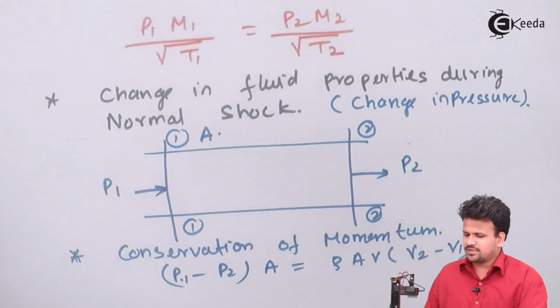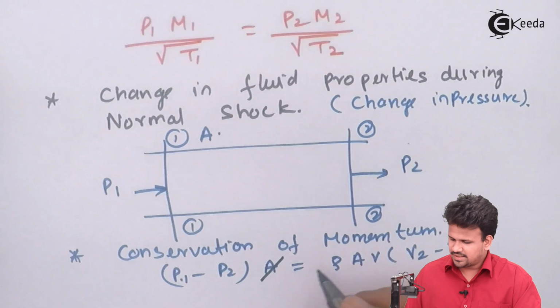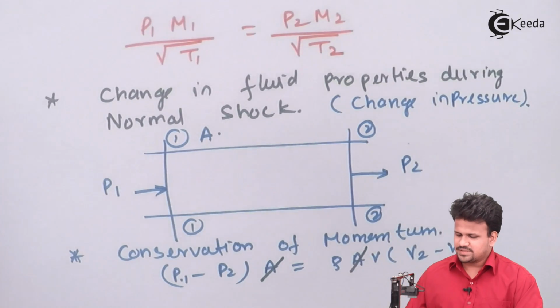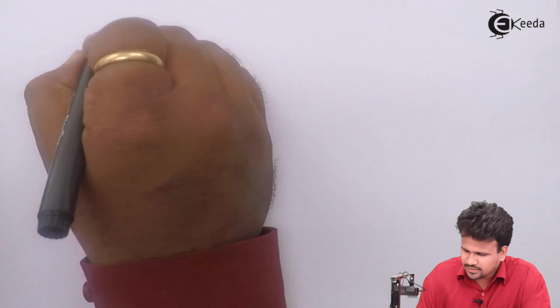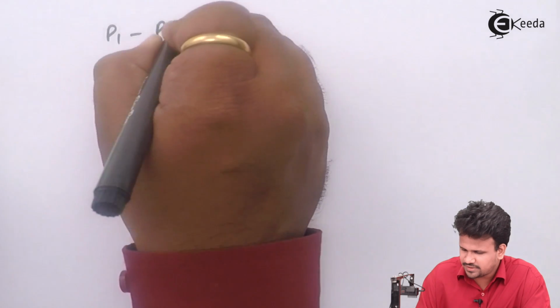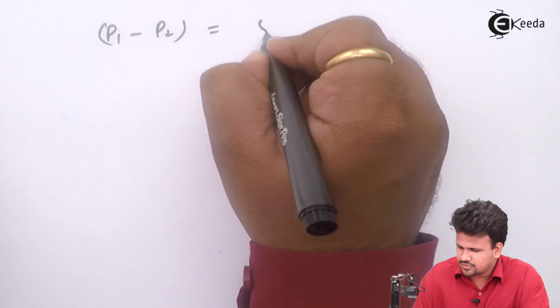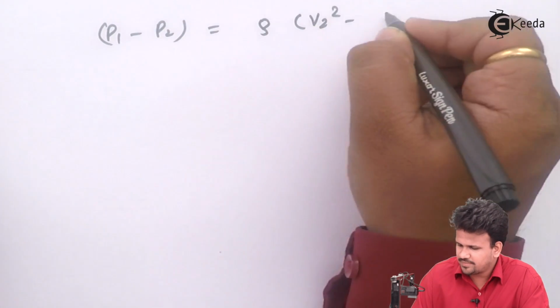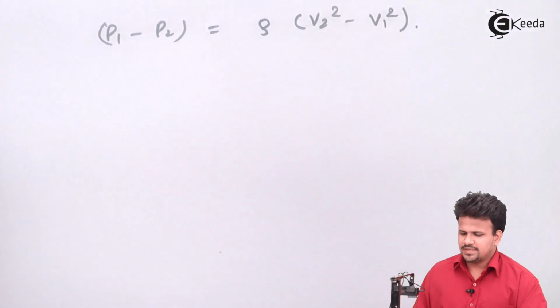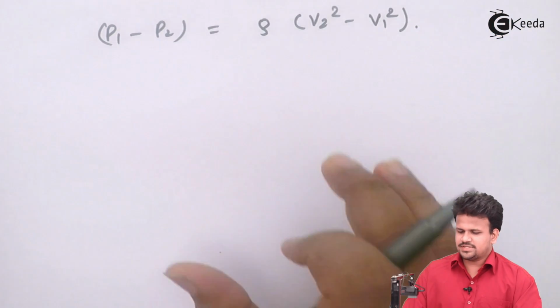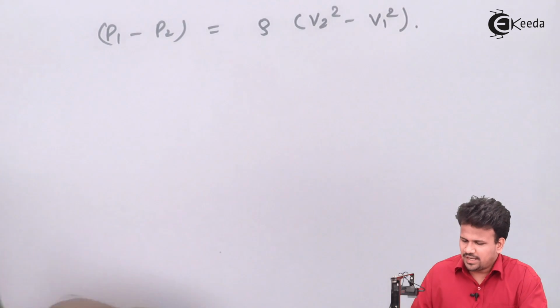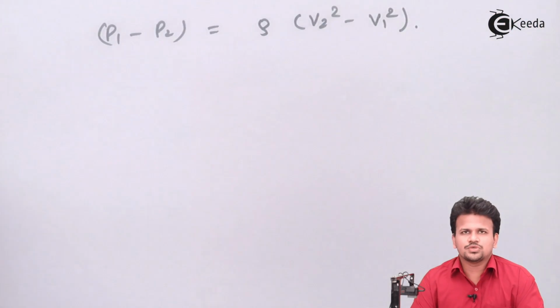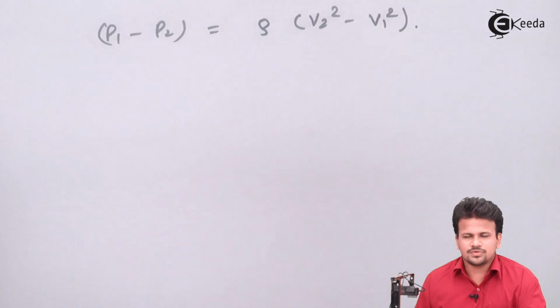So this is conservation of momentum. Since the area remains constant, we can cancel this part. So on further evaluation, we'll get P1 minus P2 is equal to rho into V2 square minus V1 square. Now we can represent this entire part in terms of Mach number, but before that we'll take all the upstream values on the other side and the downstream value on one side.